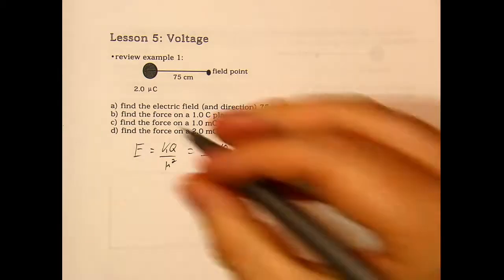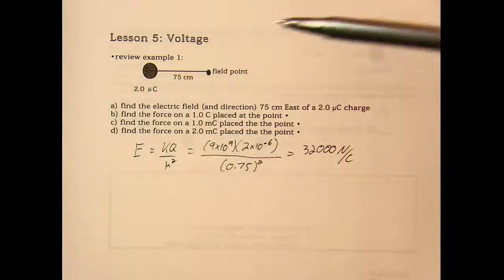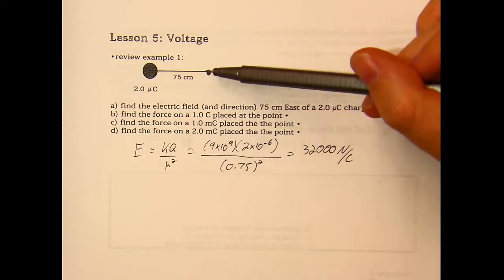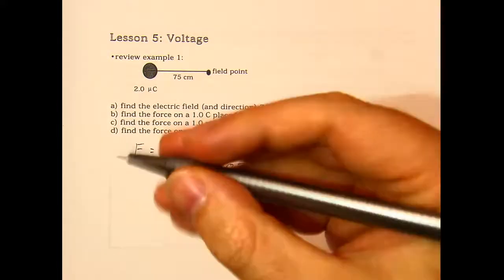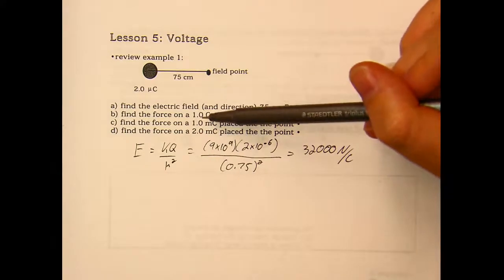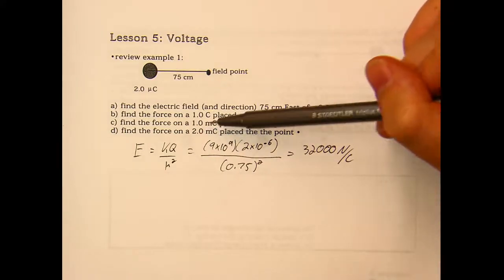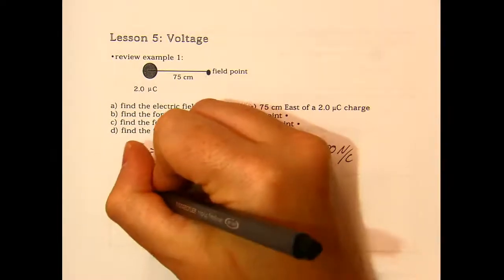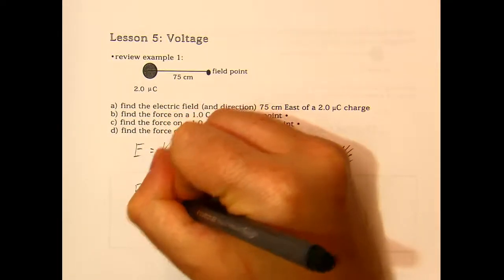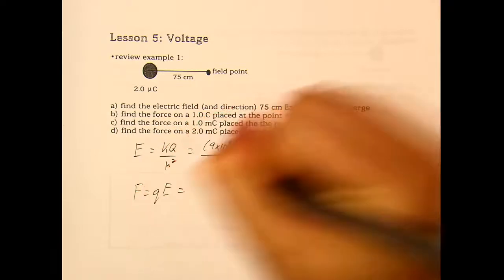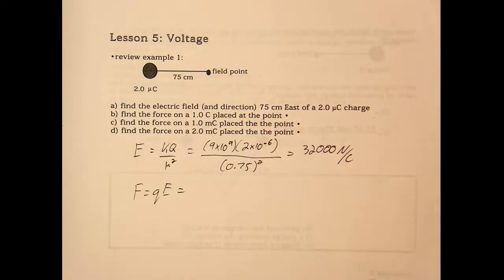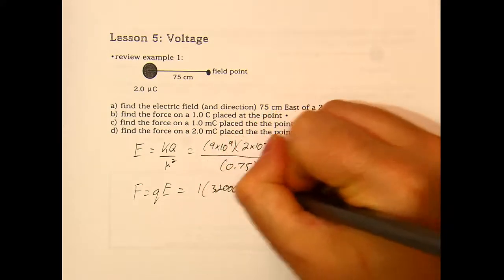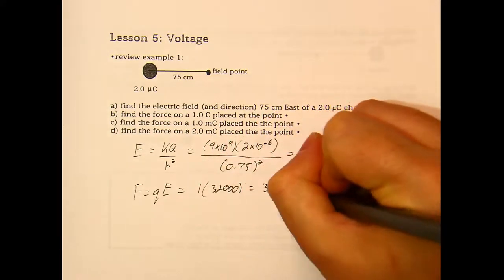So what that gives us is a simple way to find the force on a couple different charges if we place them at that point. So for B, C, and D, we want to find what the force would be for a 1 coulomb charge, a 1 millicoulomb charge, or a 2 millicoulomb charge. The force on a charge Q in an electric field E is given by that formula there. And so we've got 1 times 32,000, which is 32,000 newtons.